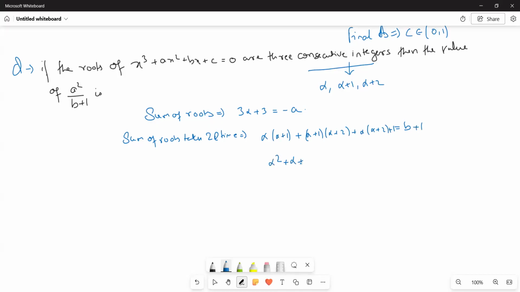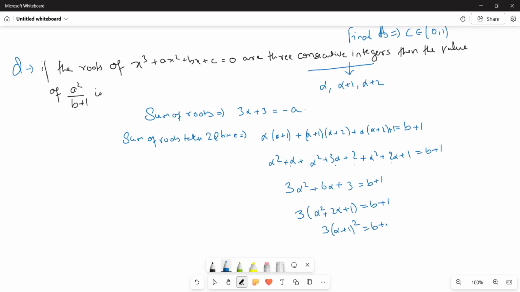So now let's see what this ends up becoming. Alpha square plus alpha, and this will be alpha square plus 3 alpha plus 2, plus alpha square plus 2 alpha plus 1 is b plus 1. So collecting, we have 3 alpha square, plus 6 alpha, and plus 2 plus 1, so 3 is b plus 1, which is like 3 times alpha square plus 2 alpha plus 1. So we get 3 times alpha plus 1 whole square is b plus 1.